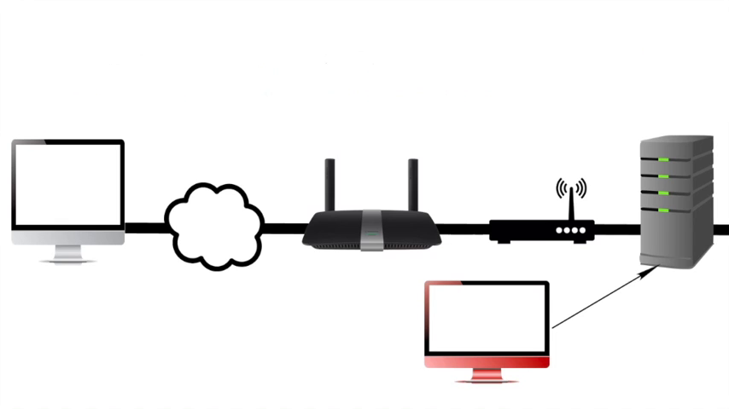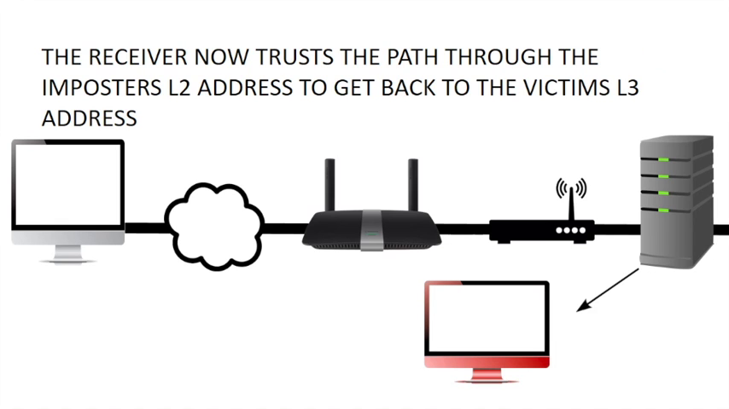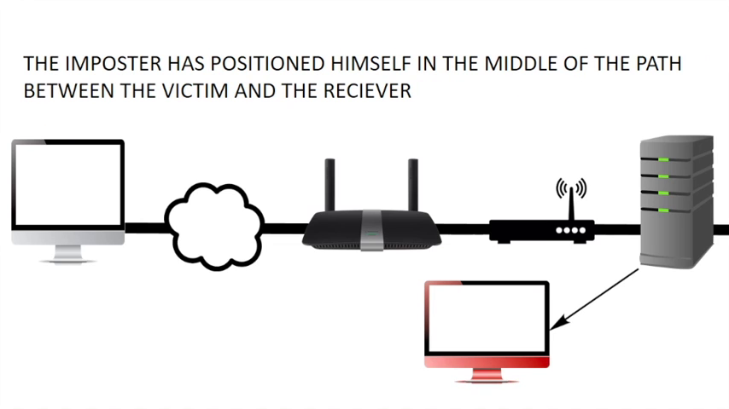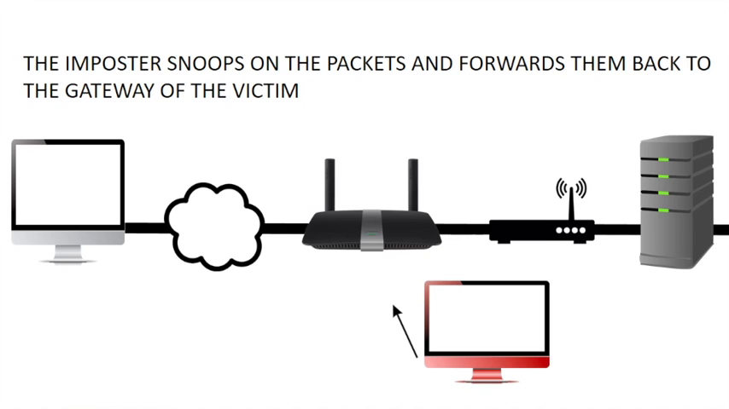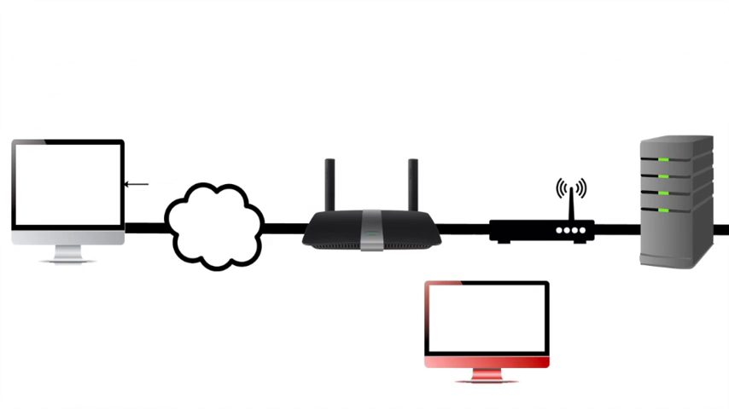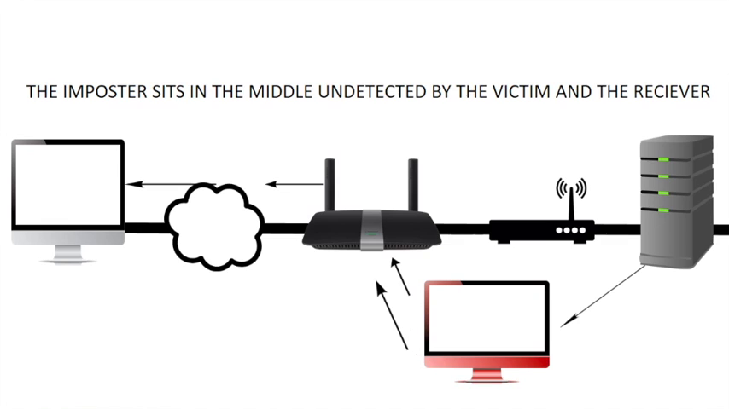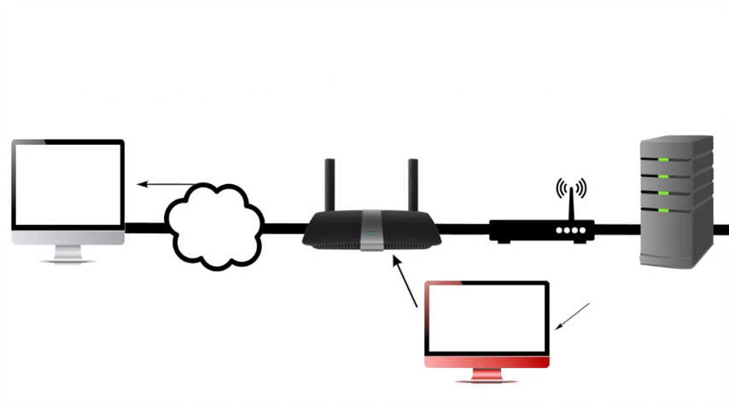With this address, the attacker is now able to intercept packet transfer while it's on its way back to the gateway. The imposter now will snoop on every packet that goes through its layer 2 address and forward them back to the default gateway so they can make their way back to the sender. Let's take a look at that packet transfer again. The imposter sits in the middle, undetected by the victim and the receiver.